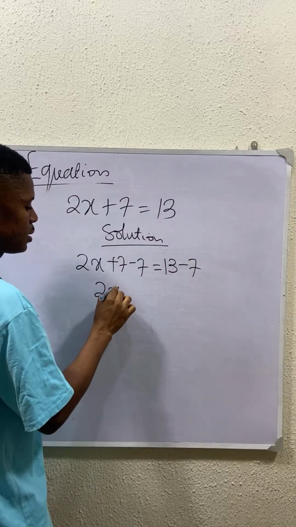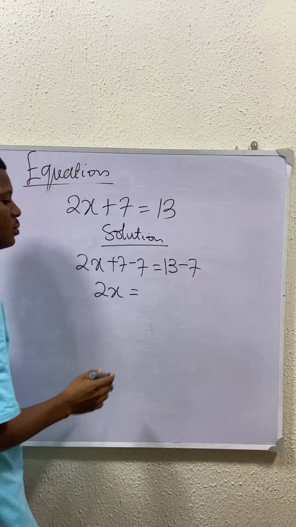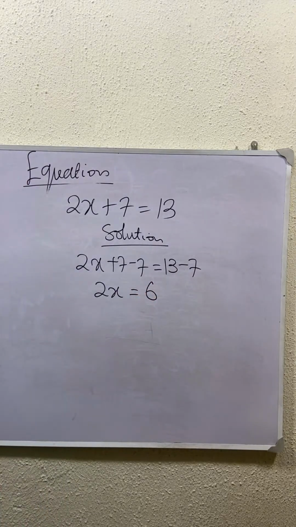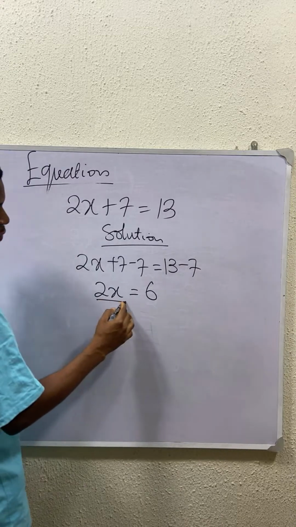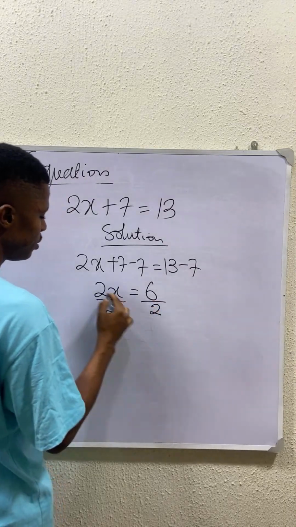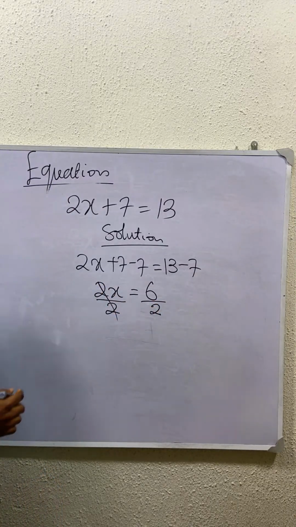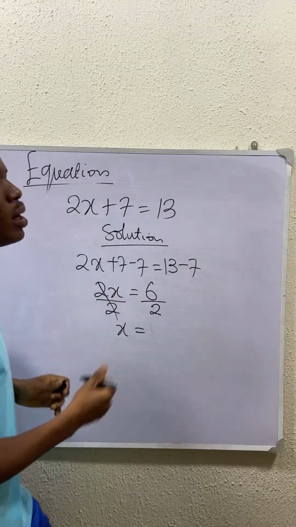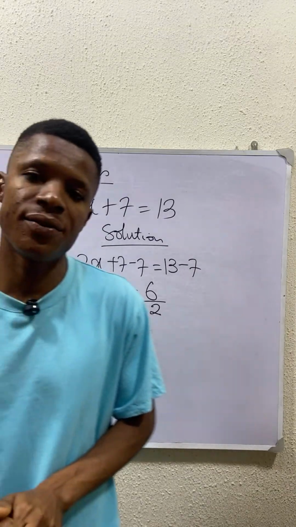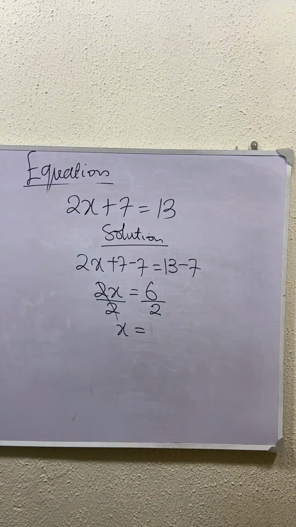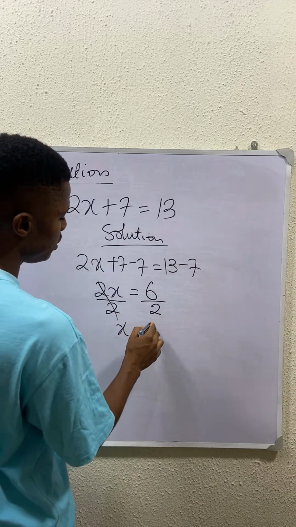You have 2x is equal to 13 take away 7, which is 6. So 2x is exactly 6. We are trying to find the value of x that can satisfy the given equation, so we divide through by 2 on both sides. If you divide by 2, x is equal to 6 divided by 2. When you divide 6 by 2, you get 3.